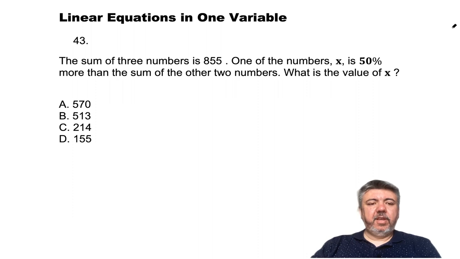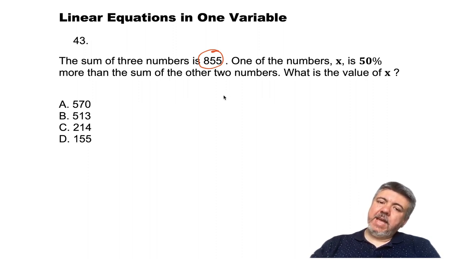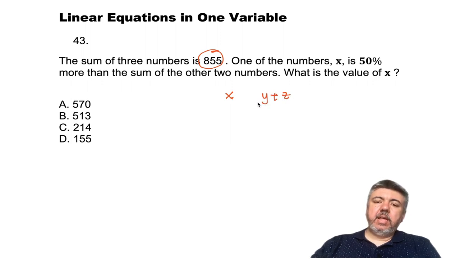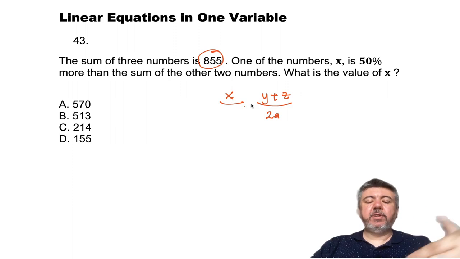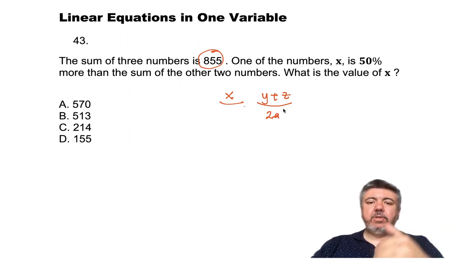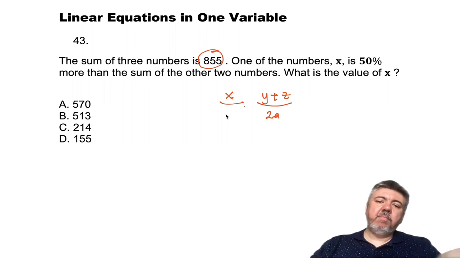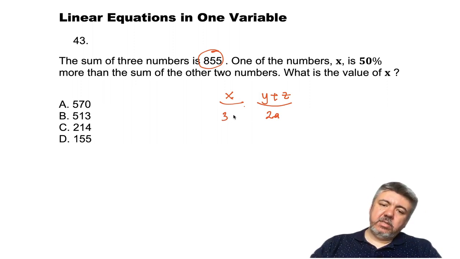Question 43. The sum of 3 numbers is 855. One of the numbers, x, is 50% more than the sum of the other two numbers. What is the value of x? I have x and the other two numbers, y plus z. Let's say these two have a sum of 2a. x is 50% more than their sum. 50% of their sum is a more, that is, x is 3a.